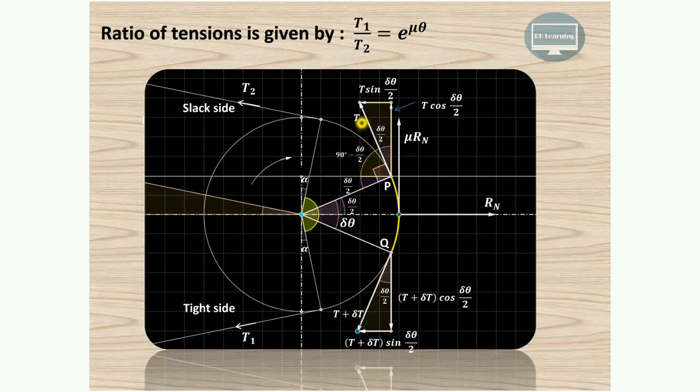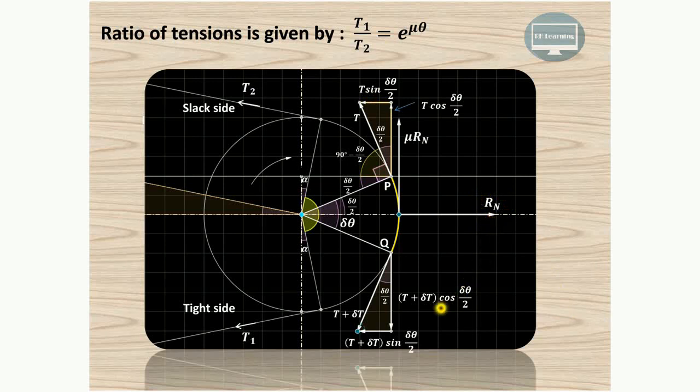So we can say that if T is the tension on the slack side, then T plus delta T will be the tension on the tight side. Now this T plus delta T is making an angle of delta theta by 2, and that we have already seen. So it will have two components: the adjacent component is the cos component and the opposite component is the sine component. Similarly, in this particular case also, this T will have an adjacent component as the cos component and the opposite component as the sine component.